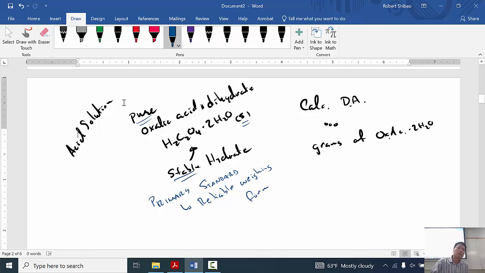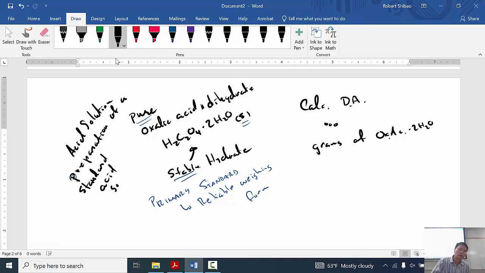All right, so we're going to do this. This is called the preparation of a standard acid solution, from our primary standard, oxalic acid dihydrate.